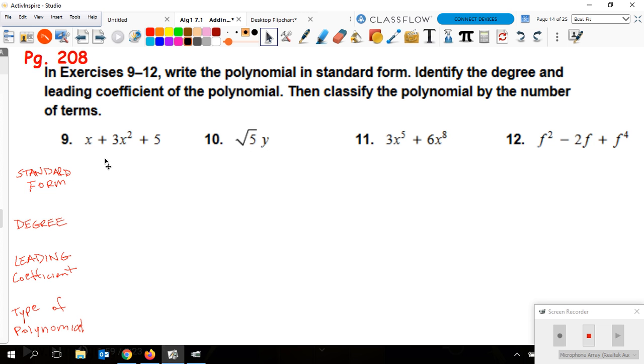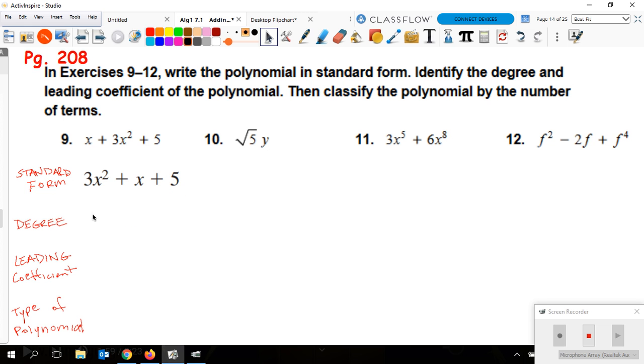So I'm going to go ahead and do number 9, and then you guys can do the rest of them and check your answers after that. So standard form for number 9. The highest degree would be 2, so it's got to be first. This is got to be our first term, then the x, then the 5 will be last. So there's our standard form. That's just the order from highest degree to lowest. 5, the constant, always has the lowest degree because it's degree 0.